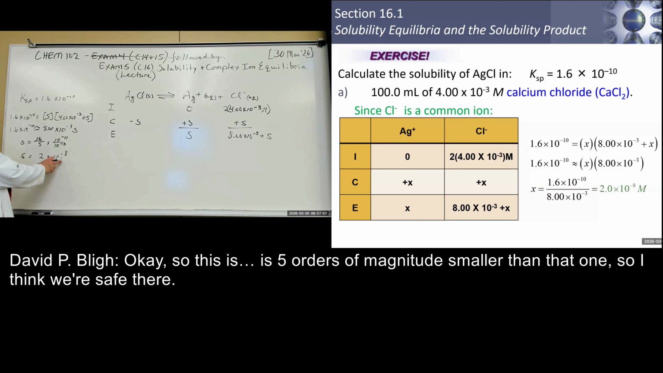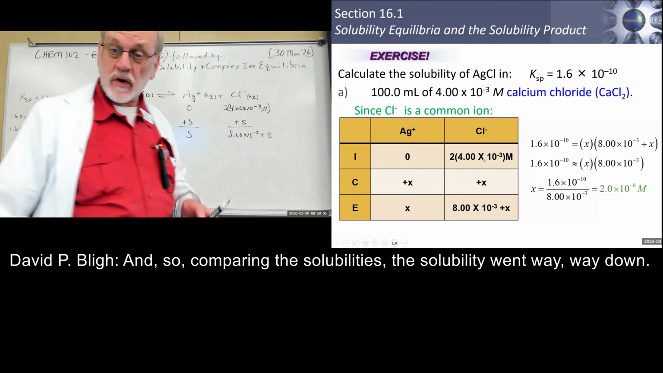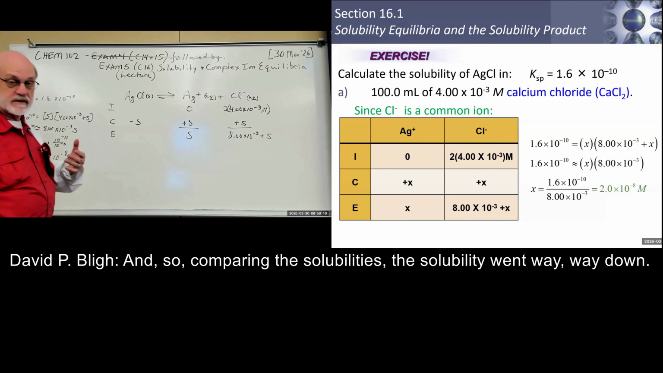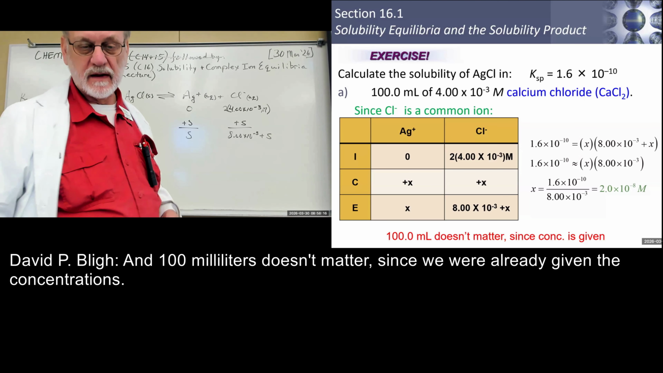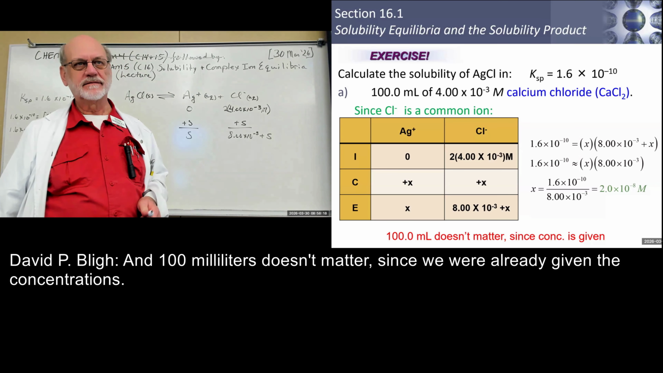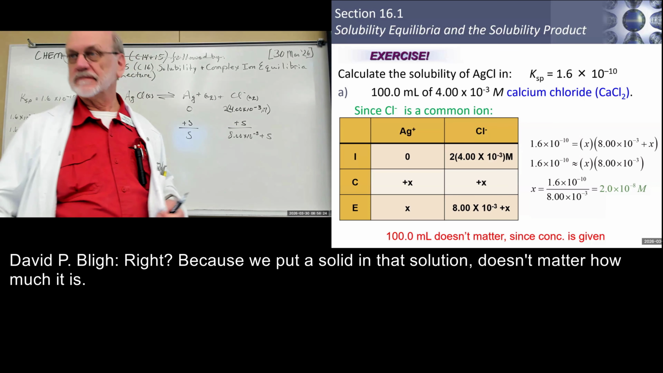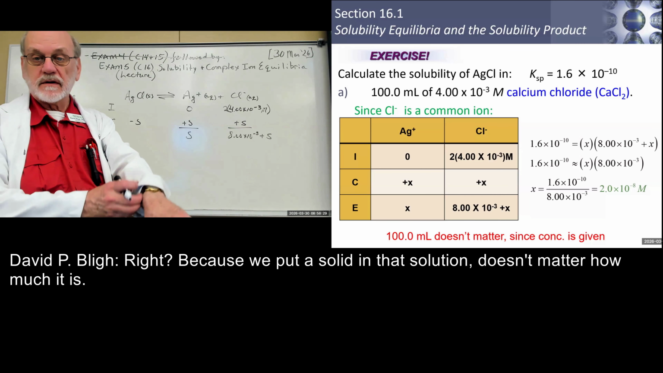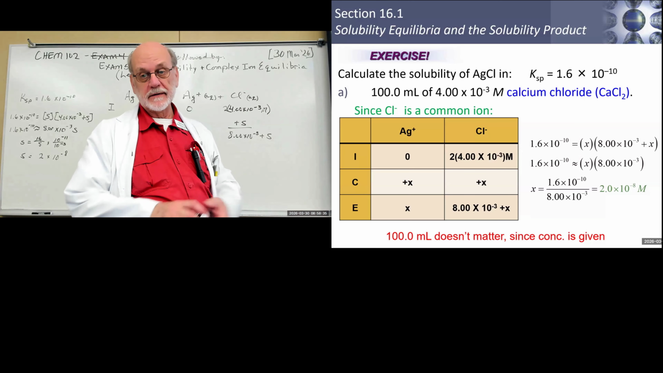Okay, so S is 5 orders of magnitude smaller than that one. So I think we're safe there. And so comparing, the solubility went way, way down. And 100 milliliters doesn't matter. Since we were already given the concentrations, 100 milliliters is irrelevant, right? Because we put a solid in that solution, it doesn't matter how much it is, right? Because the solid is a solid and its concentration doesn't change.